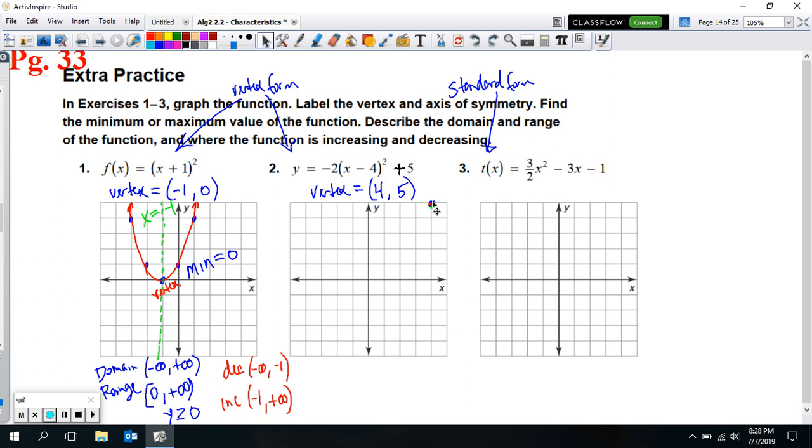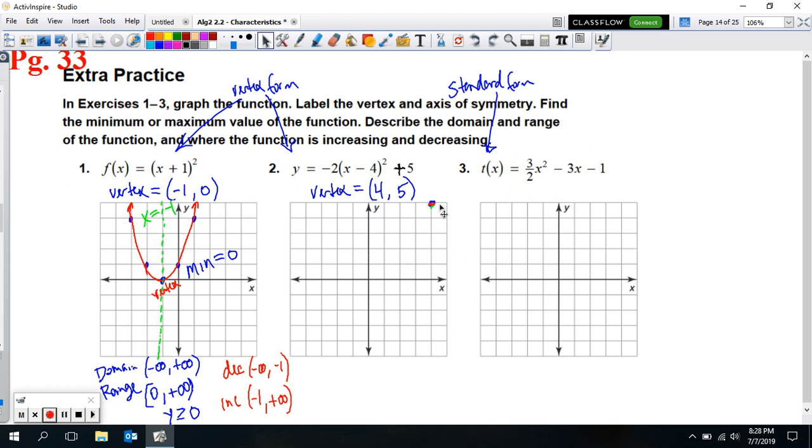Now the reason why I did change it is because if I did that, it would have been 4, -5. And look at what would happen here. It's going to go down. And so really the graph is going to be way down here. And I just didn't think that was something we wanted to do. So let's go ahead and put the 4, 5 up here. So that way when it goes down, it is opening down, it'll stay kind of in our window.